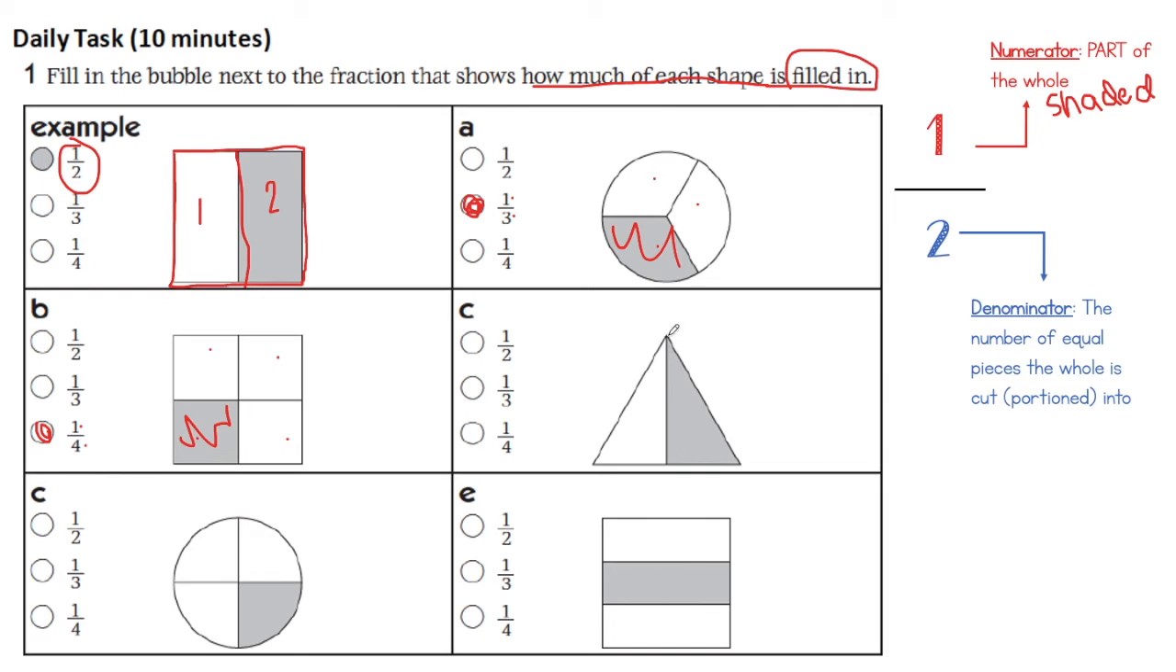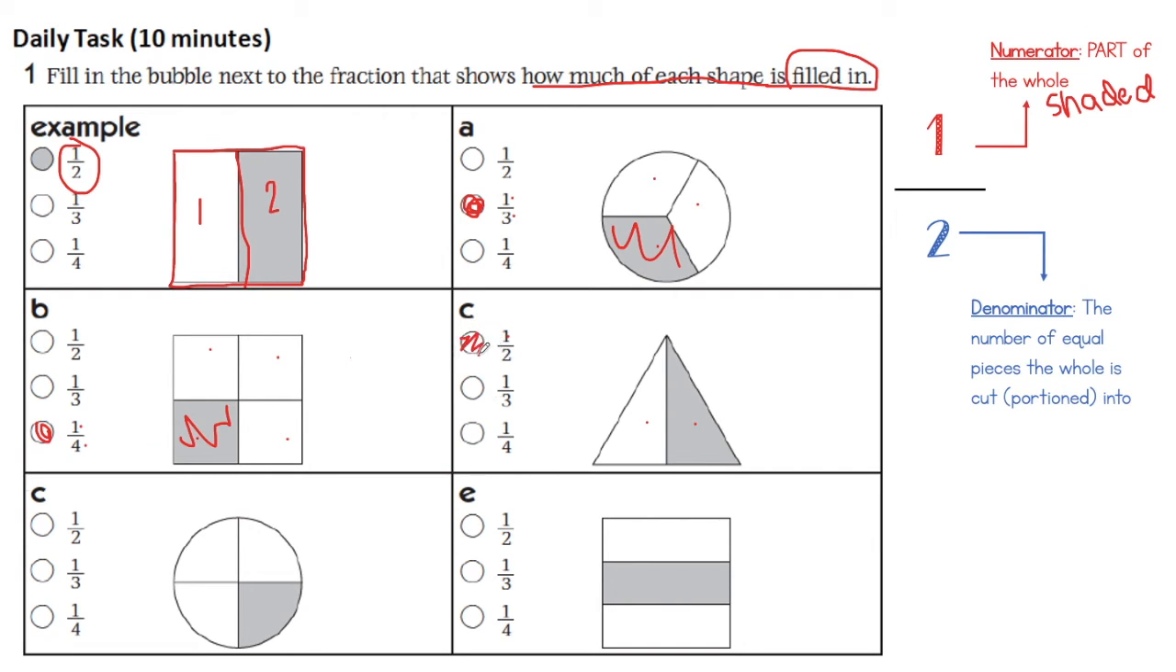Okay, here's my next one. I see that my whole is this triangle, and it's cut into 2 even pieces. 1, 2. I only see one option with 2 as the denominator. It's this one. I'm going to triple check that my numerator matches. Yep, it's gray. So this is showing me 1/2. That's how we say this fraction.